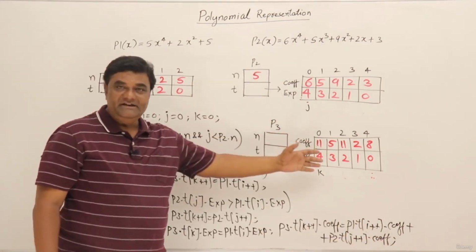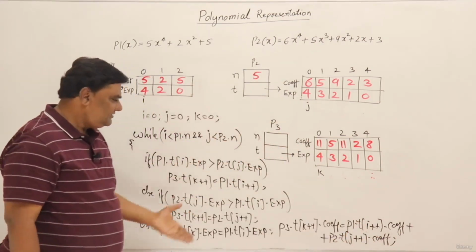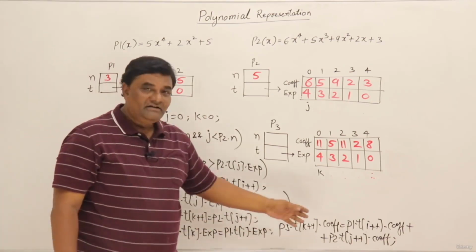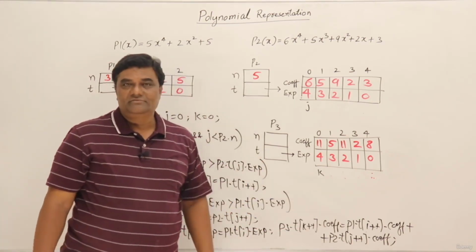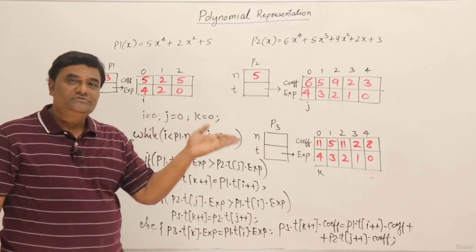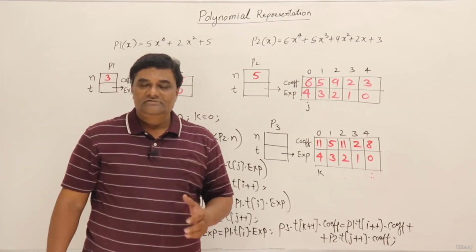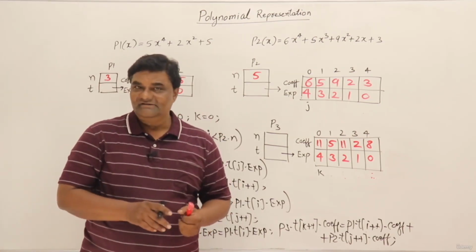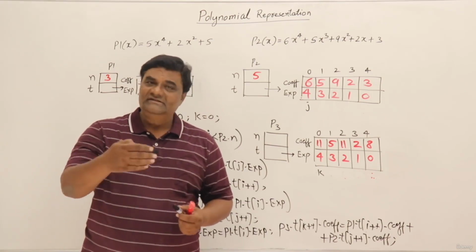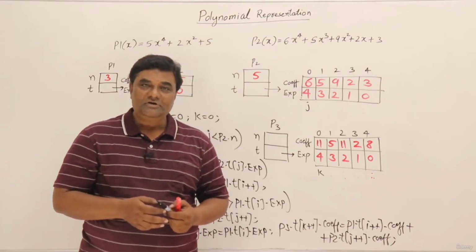So here I have explained with example and also how the program code should look like. I have written the code also. So this code we will use it in the program. So that's all about polynomials and the representation. Then we will see the complete program on polynomials.